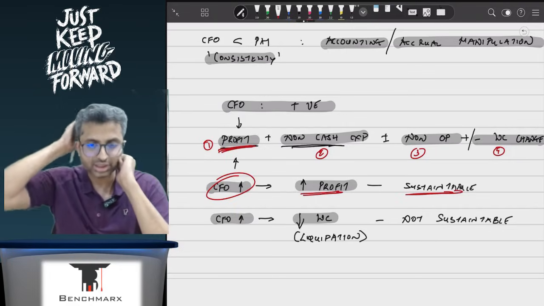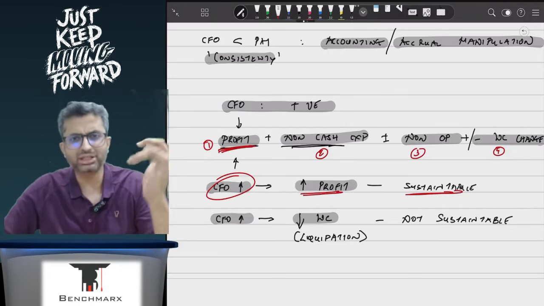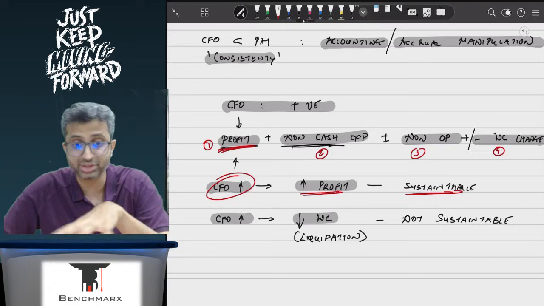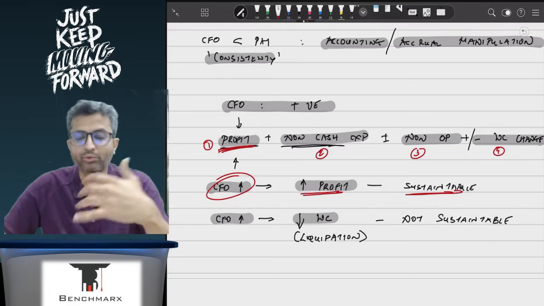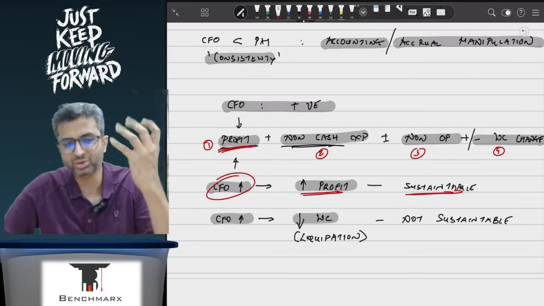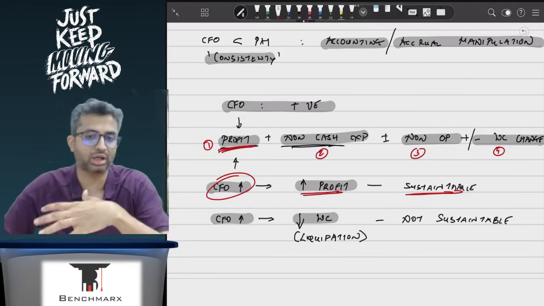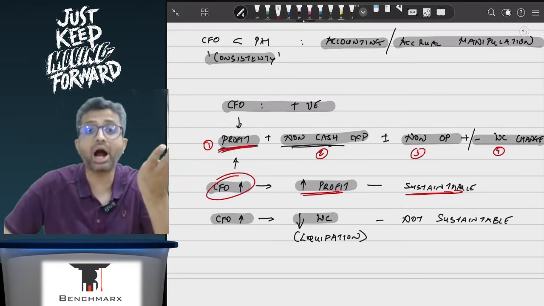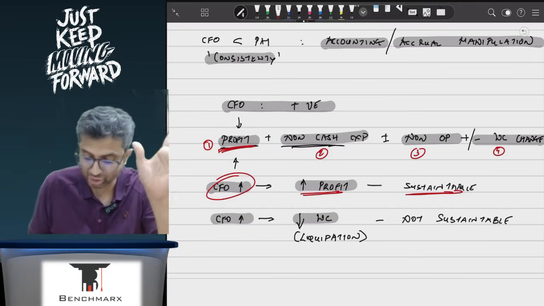However, what if you are currently liquidating your stock? You are saying that my opening inventory was 100, let me sell all of it, let us have zero inventory at the closing. So you have not manufactured a lot of goods in the current year, but you have sold whatever was there in the opening stock. Now you are liquidating your current assets, you are liquidating your working capital. That might temporarily show a higher cash flow from operations, but that is not sustainable.